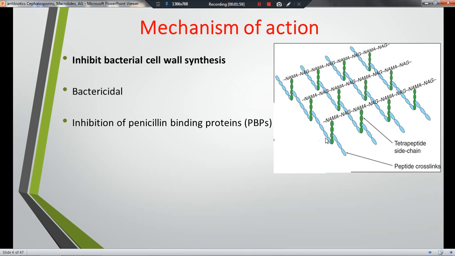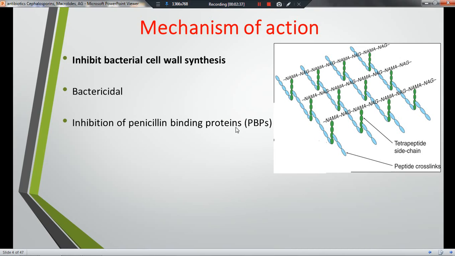So what do cephalosporins and other penicillins do? They bind with these penicillin binding proteins, which are known as transpeptidase enzymes, and they inhibit the transpeptidation reaction. This transpeptidation reaction is essential for cross-linking between the peptidoglycan chains. So this is one peptidoglycan chain, this is another peptidoglycan chain. In order to bring about this cross-linking, there is a reaction known as transpeptidation, which is done with the help of transpeptidase enzyme or penicillin binding proteins.